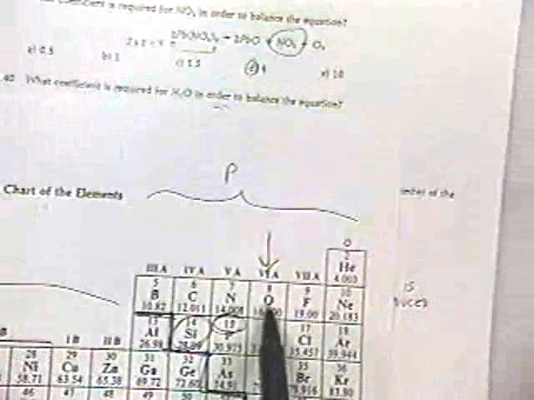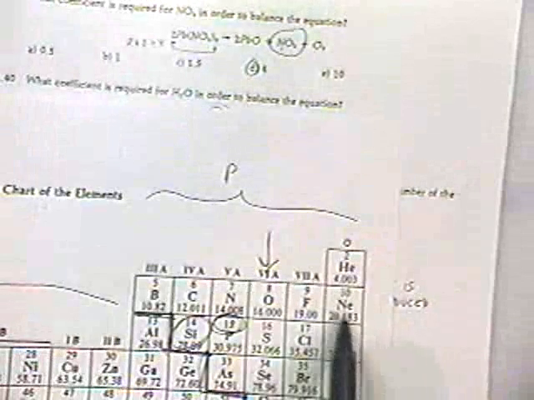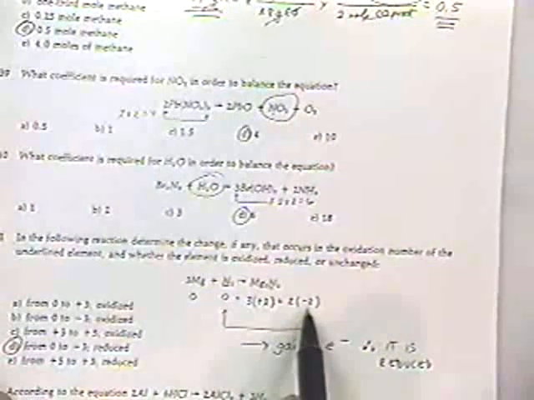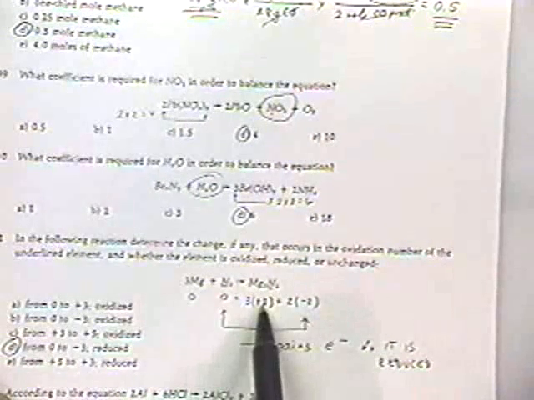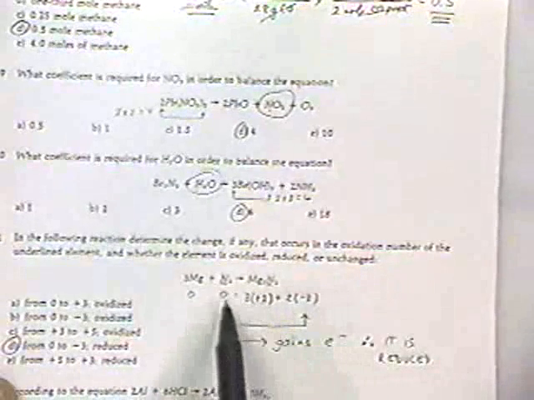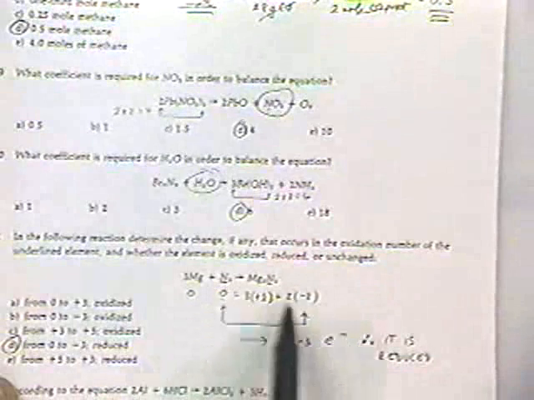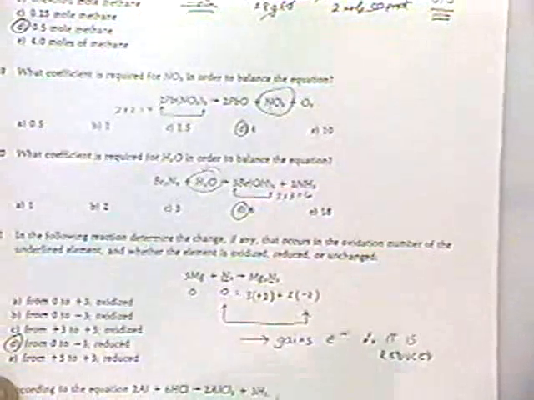Here's nitrogen on the periodic table. It would like to gain 3 electrons in order to become a stable shell. So the nitrogen has a formal charge of -3, because it's going to pick up the extra electrons, and the magnesium is going to lose 2 electrons. So what you can do is take a look at this. We've got nitrogen going from 0 to -3. That means it gained electrons, and therefore it is reduced.